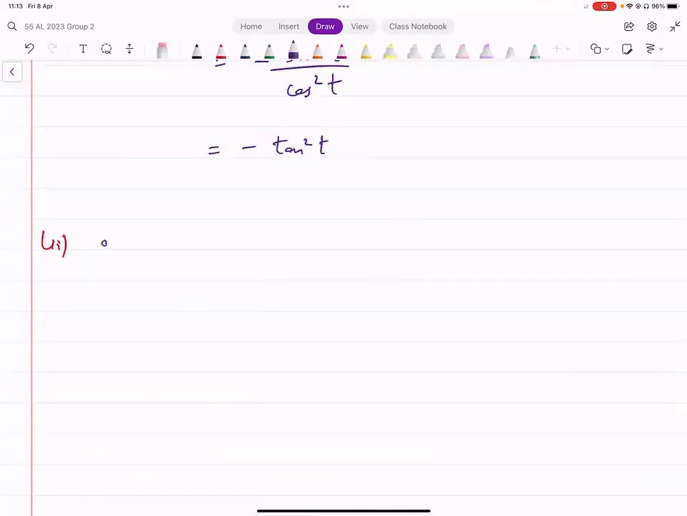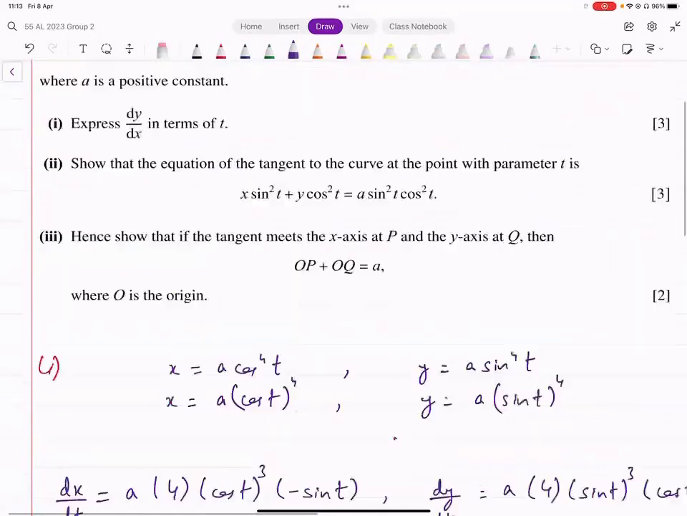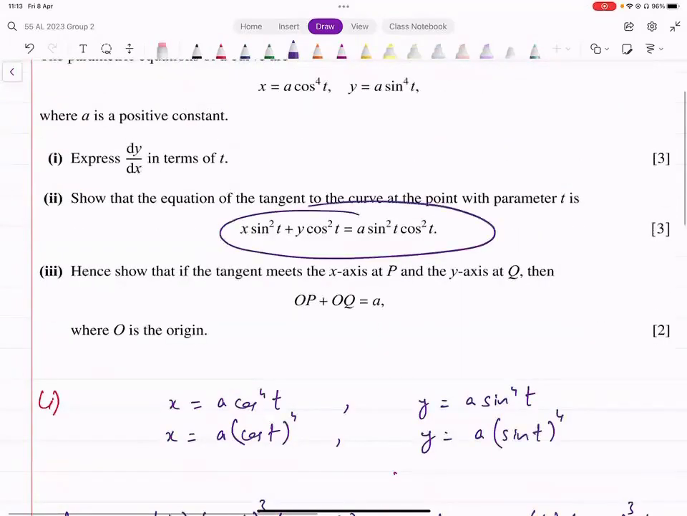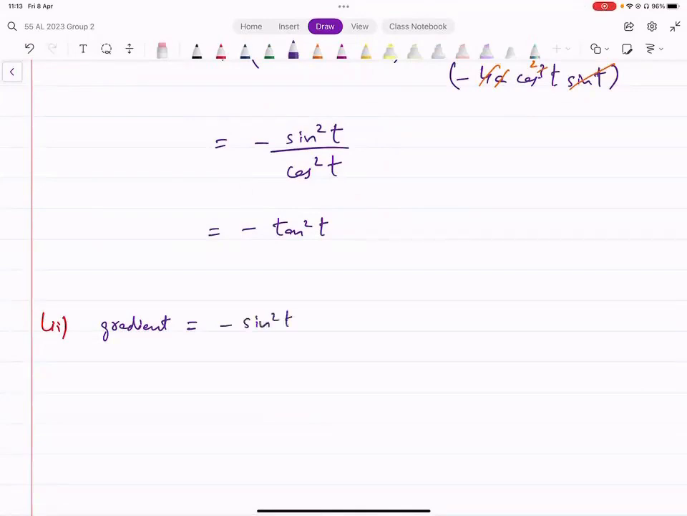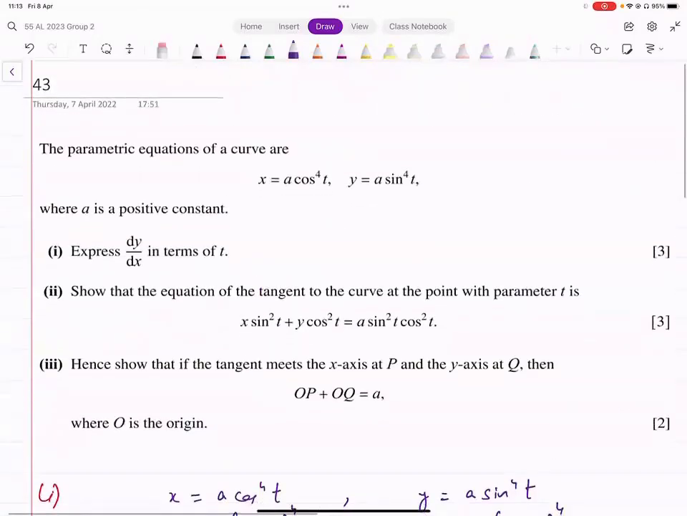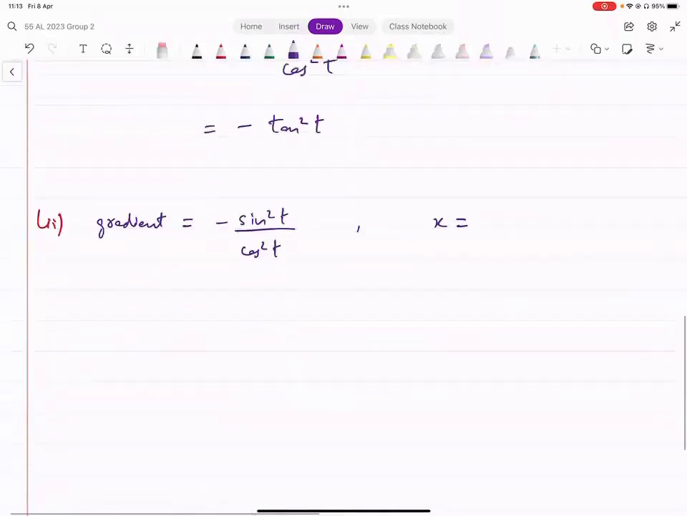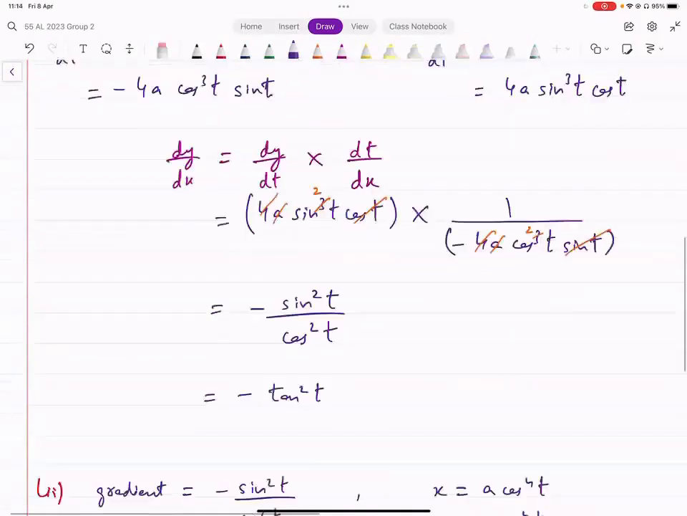We know the gradient is equal to... अच्छा देखिए उसने जो फॉर्म मांगी है उसमें sine और cos आ रहे हैं, उसमें tan नहीं आ रहा, तो आप gradient की यही वाली फॉर्म यूज कर लें, sine और cos वाली. tan में convert करने की कुछ जरूरत नहीं है. You can say this is minus sin square t over cos square t. That is the gradient. You've got the value of x given. X क्या है? A cos raised to power 4t. And y is a sin raised to power 4t.